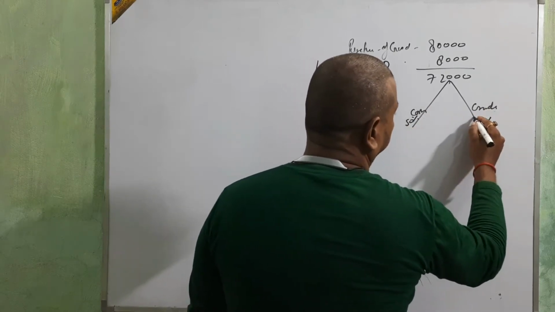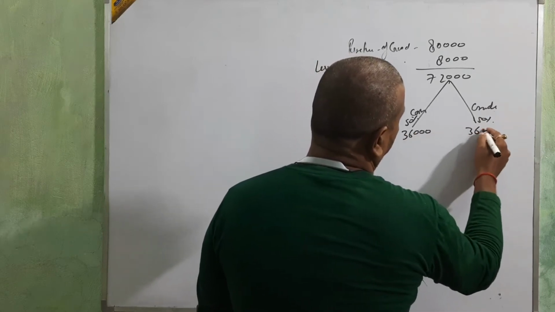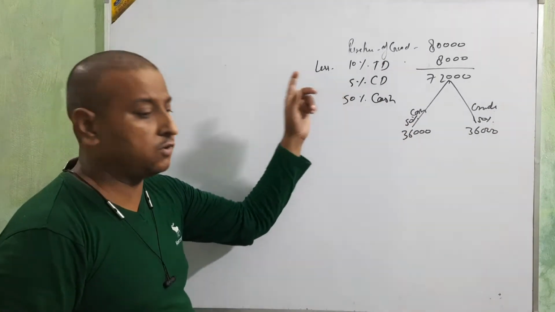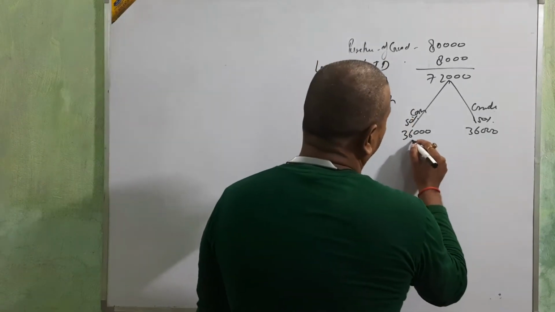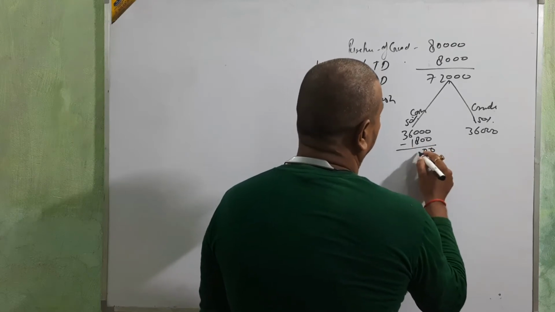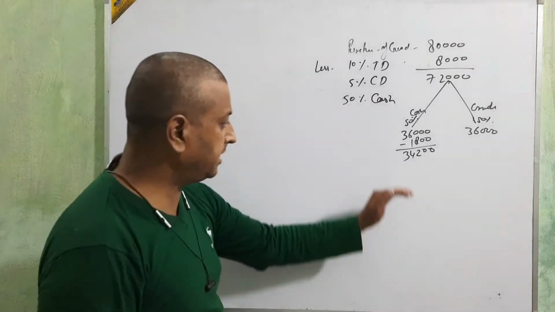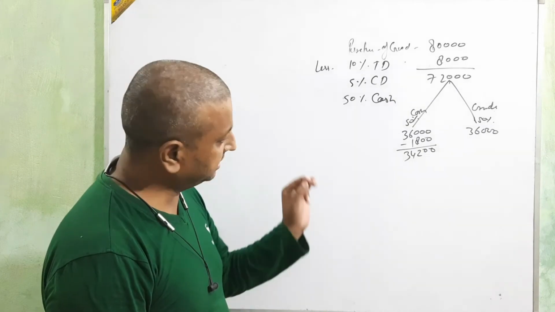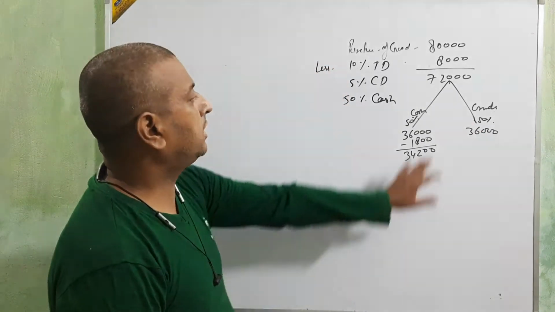It means 36,000 and 36,000, and then this cash discount we are going to allow on this 36,000. Cash discount 5% on this 36,000 is 1,800, less this amount. Okay, 34,200 in cash, 1,800 in discount, 36,000 in credit, and the total amount is 72,000.